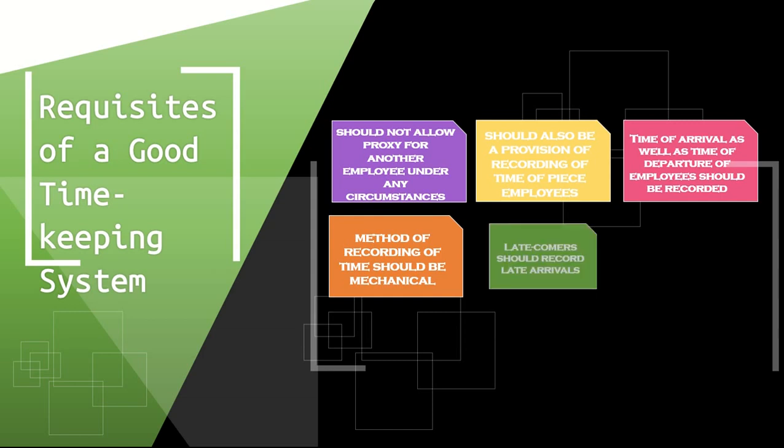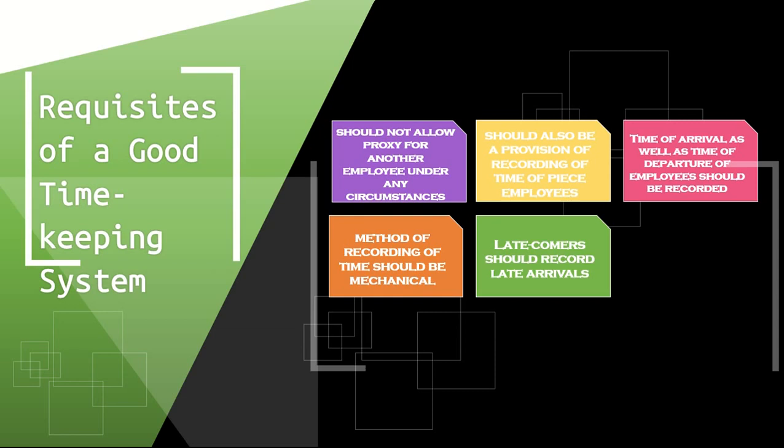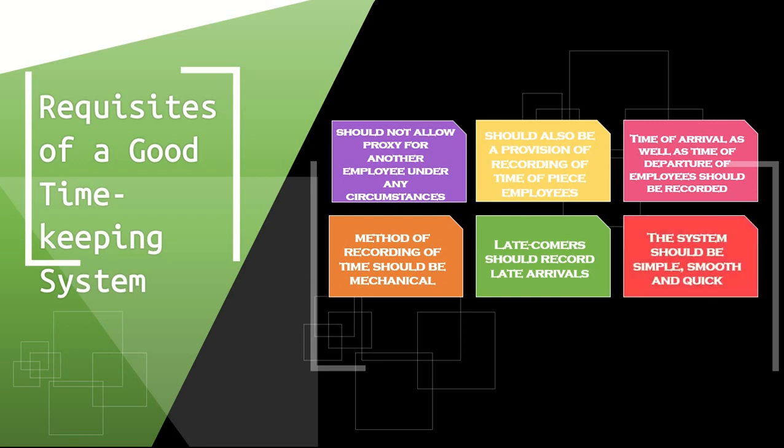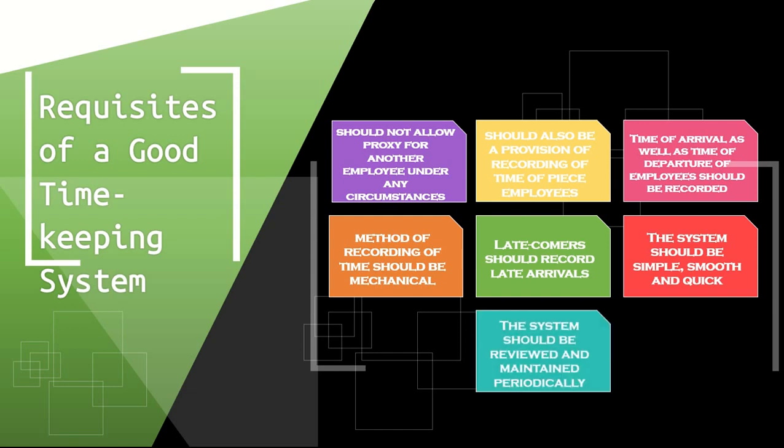5. Latecomers should record late arrivals. Any relaxation by the timekeeper in this regard will encourage indiscipline. 6. The system should be simple, smooth, and quick. Unnecessary queuing for marking attendance should be avoided. 7. The system should be reviewed and maintained periodically to prevent any error.